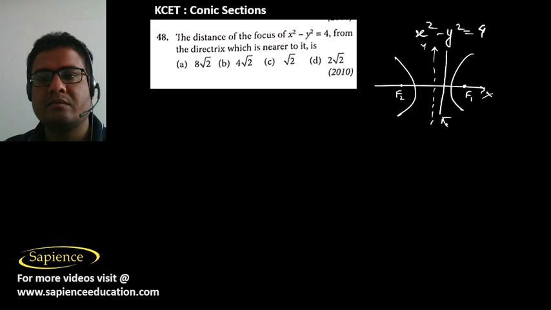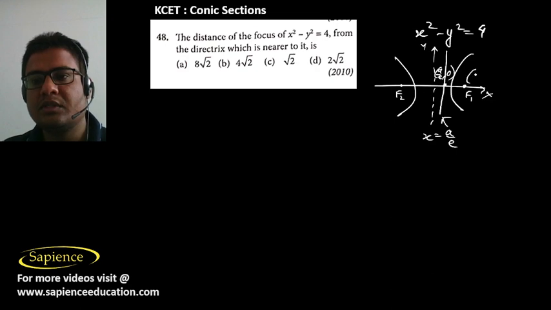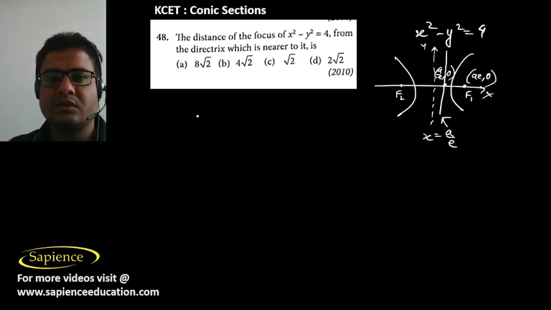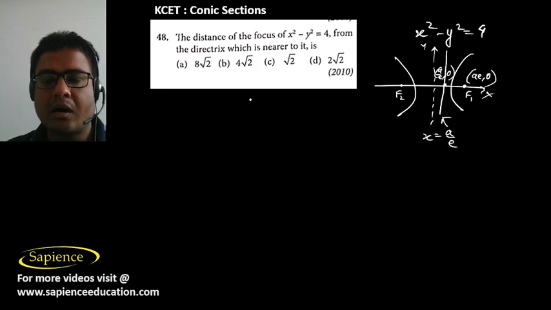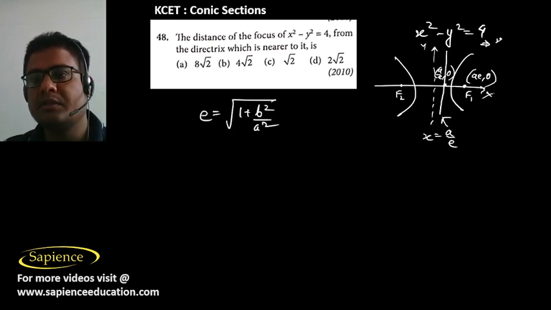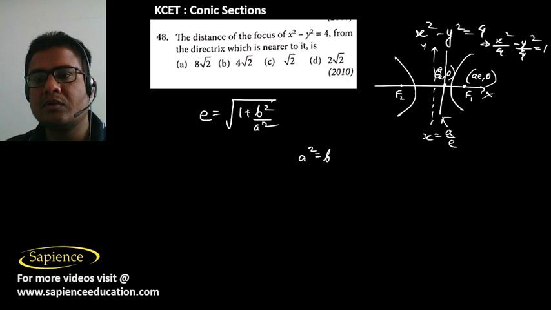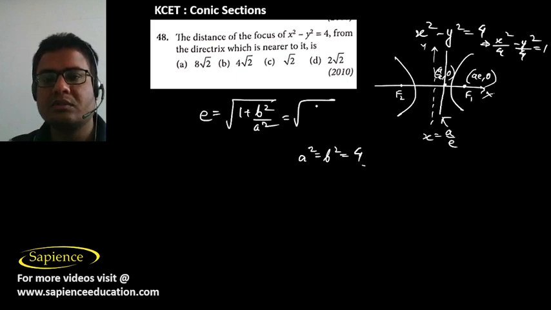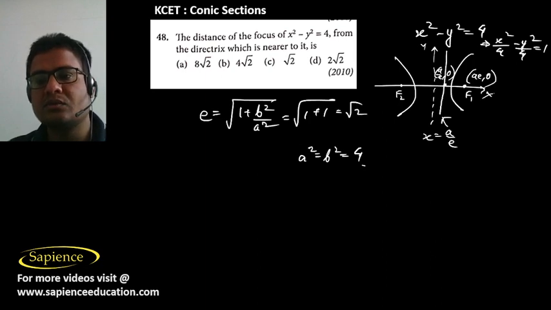So the equation of the directrix here is x equal to a by e, so it will intersect the x-axis at the point (a by e, 0), and the focus is at (ae, 0), where e is the eccentricity of the hyperbola. Here the eccentricity is square root of 1 plus b square by a square, and the equation is x square by 4 minus y square by 4 equal to 1. So a square and b square are both equal to 4. So it is a rectangular hyperbola. It is 1 plus 1, that is equal to root 2. So its eccentricity is root 2.